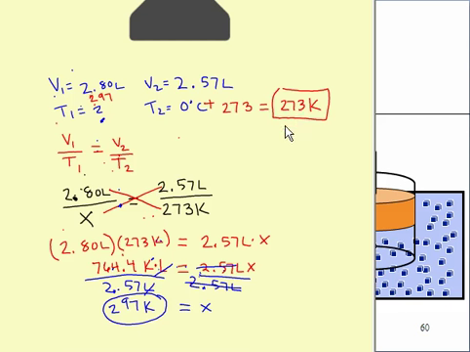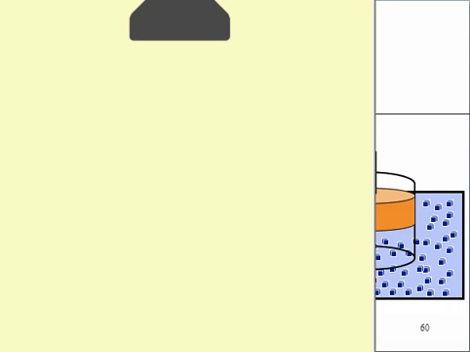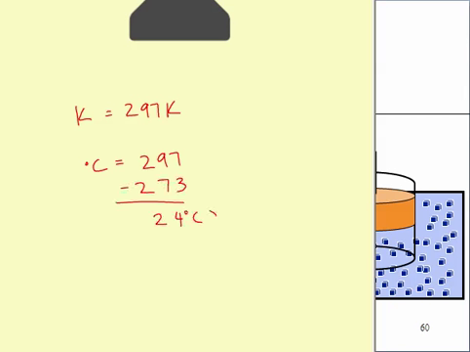Now, we're not quite done with our problem. The problem wanted to know the temperature in Kelvin and in Celsius. So my Kelvin temperature was 297, and then for my degrees Celsius, I'm going to take 297 and subtract 273 from it. So 24 degrees Celsius, which, by the way, is about room temperature.